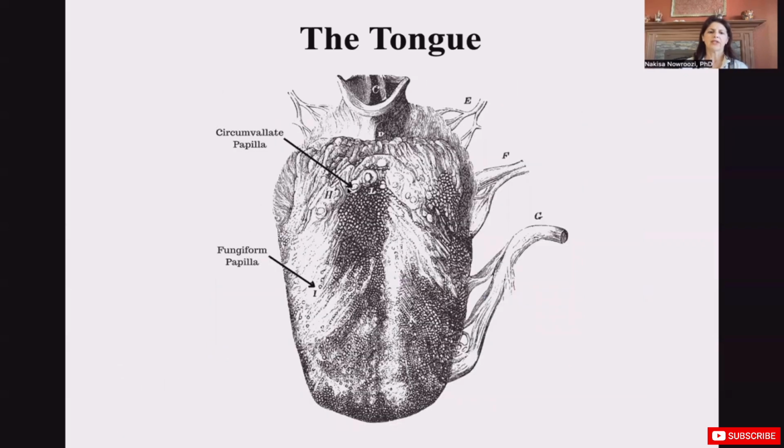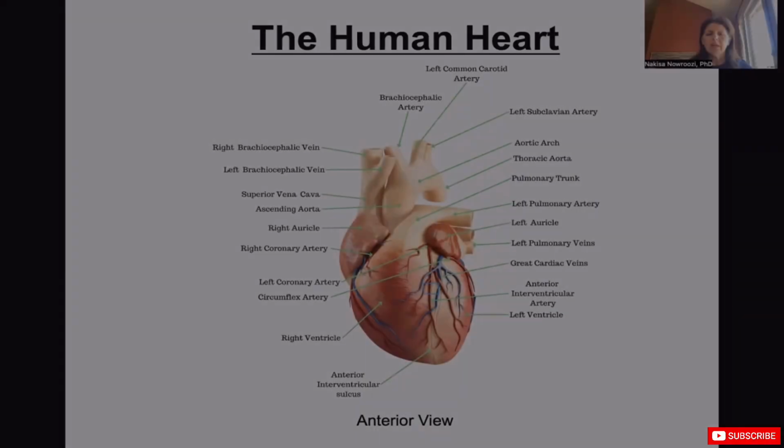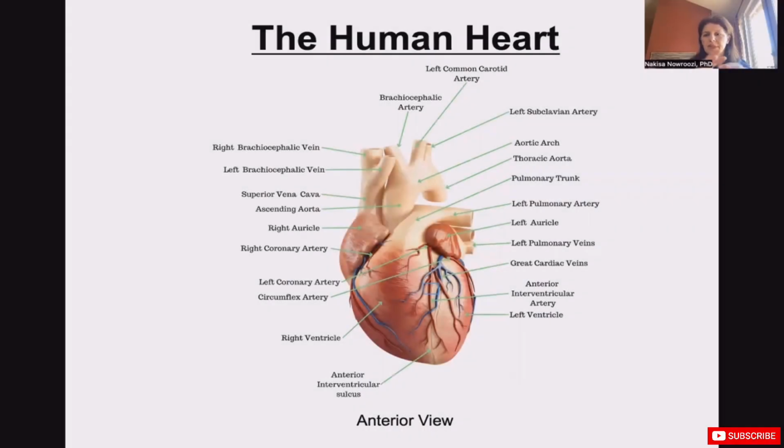Here we're looking at two types of papillae: circumvallate papillae, mostly in the posterior end, in the dorsal end. These are circumvallate papillae, and fungiform papillae are all across your tongue. Most of the tongue has fungiform papillae. The circulatory system is cardiovascular, so we start with the human heart, and this is showing the anterior view of the human heart.